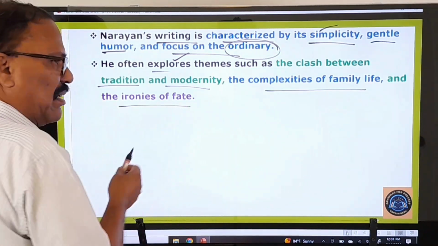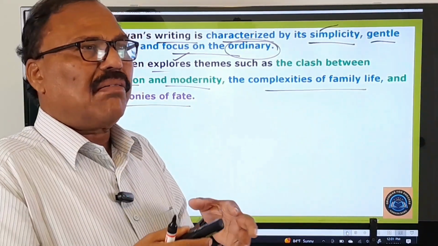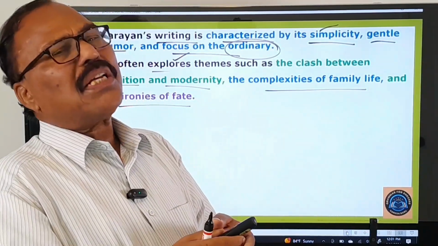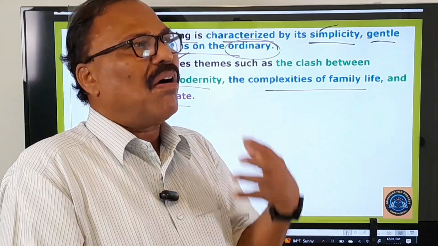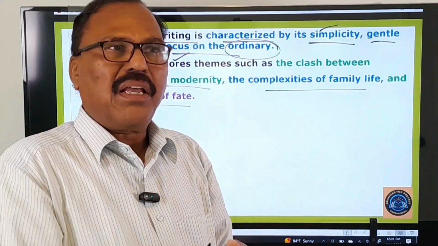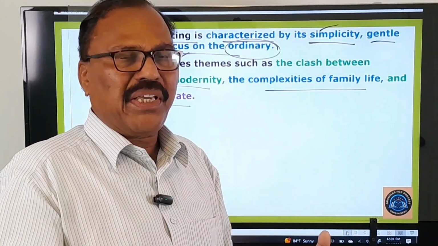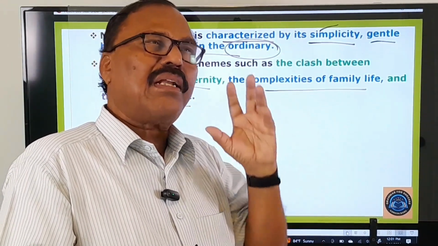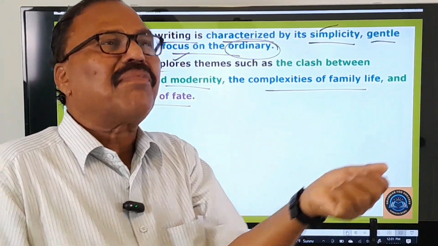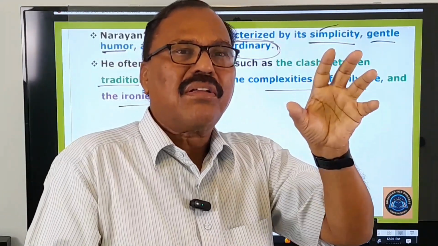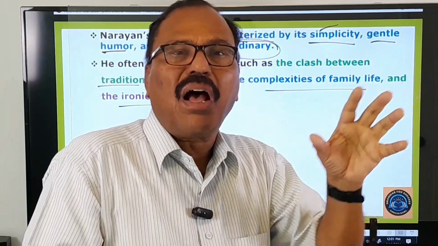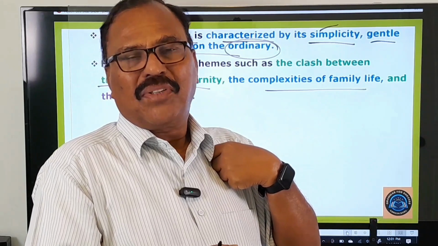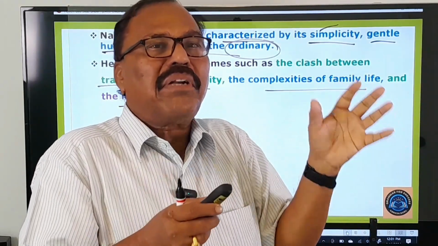And the ironies of fate. Ironies of fate means, generally he explored only the life of middle class people, and middle class people are a bit ambitious. They want this, they want that, they want everything. Okay, and if they get it, they will be happy. If they don't get it, they will become very disappointed. So that is why it's a kind of irony. Even for a small thing, they feel extremely happy. That is the nature, that's the mentality, that's the psychology of middle class people. If they get something little, they feel very happy. So that is the mentality of the Indian middle class people.